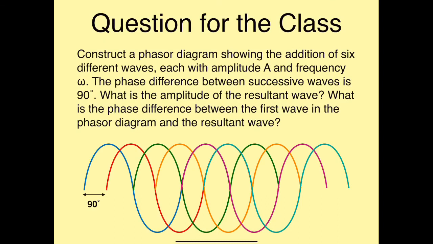So let's do one more. Let's construct a phasor diagram showing the addition of 6 different waves, each with amplitude A and frequency omega. As before, the phase difference between successive waves is 90 degrees, but now we have 6 of them instead of 4. So what is the amplitude of the resultant wave? And then as a follow-up, what is the phase difference between the first wave in the phasor diagram and the resultant wave? So pause the video, try to work this out by drawing a phasor diagram, and see what you get, then come back to the video.